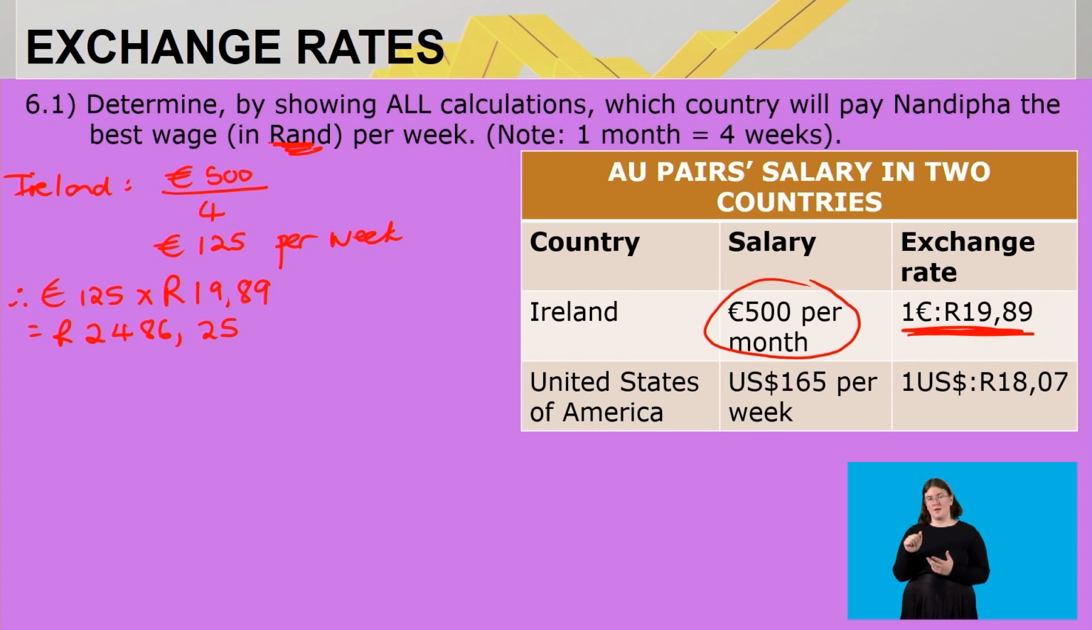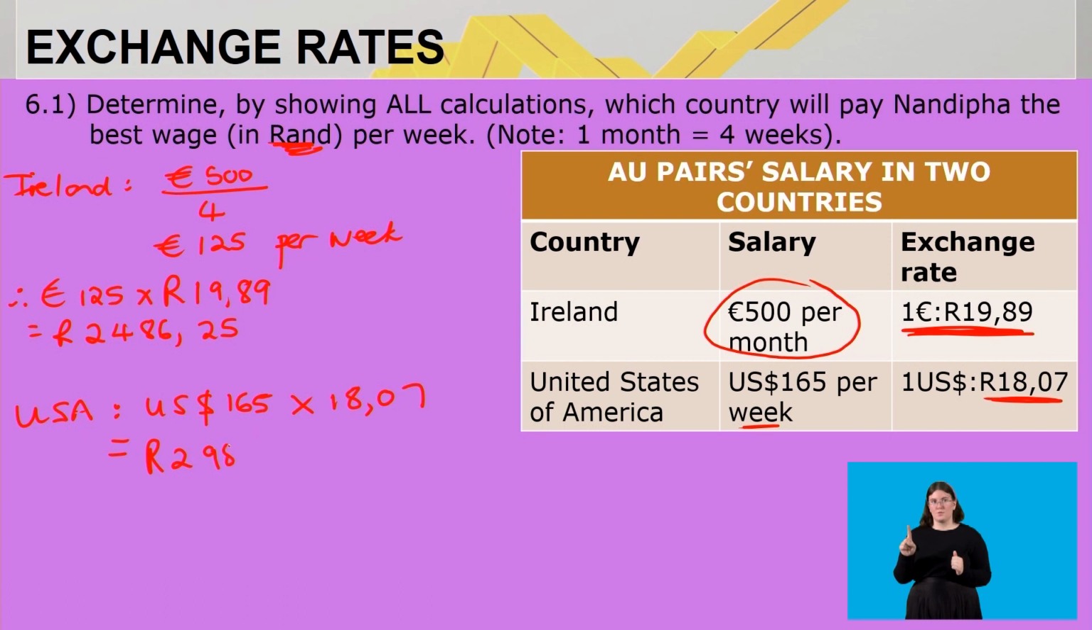Now let's look at the US option. So the USA, looking at this, we can see it's already a weekly wage. So therefore, I'll take my 165, and let me indicate the unit. It's American dollar, 165 US dollars, and remember I'm now converting to South African rand, so I multiply by the exchange rate of 18.07. So when I do this, I should get the amount in South African rand. So 165 multiplied by 18.07 will give us an amount of 2,981 rand and 55 cents.